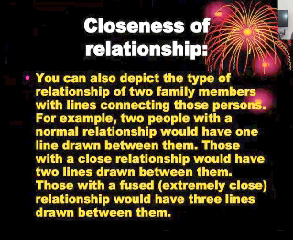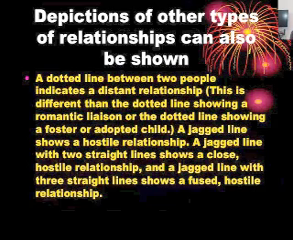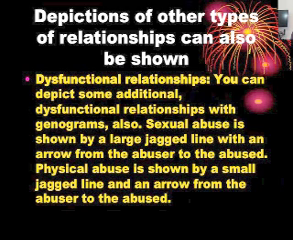He also looks at closeness of relationships. You can depict the type of relationship of two people, two family members, with lines connecting those persons. For example, two people with a normal relationship would have one line drawn between them. Those with a close relationship may have two, and those with a fused or extremely close relationship would have three lines between them. A dotted line between two people might indicate a distant relationship. I won't go through all of these, but I'll let you look at them.